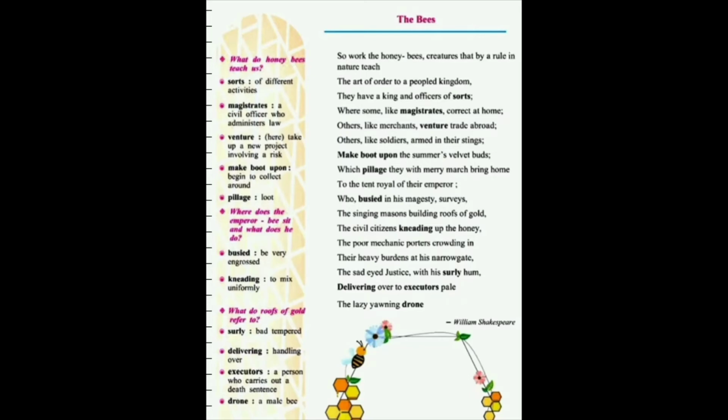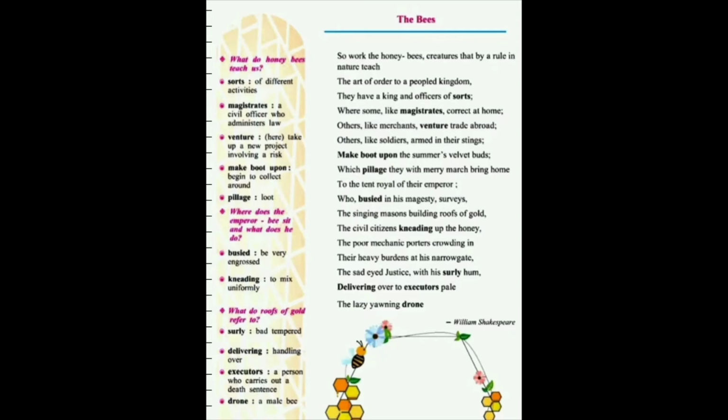So he is saying others like merchants venture trade abroad. So the categories of bees who are merchants, they are making trade, okay. They are doing trade and they are trading honey. Others like soldiers armed in their stings, okay. And the bees who are soldiers, they are bringing honey after looting the summer flowers and they are protecting the hives, okay.